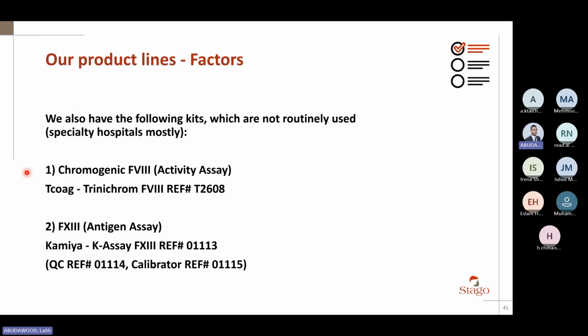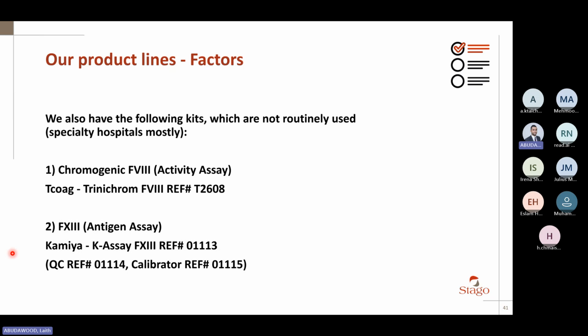The other type of kit is for factor 13. Now, factor 13 can never be an activity assay in our case, because it does not have any clotting activity. Usually what's available in the market is an antigen assay. It's like D-dimer, basically. And the provider of the kit, we buy it actually from a third party, a company called Kamiya, a Japanese company. The kit is called KSA.